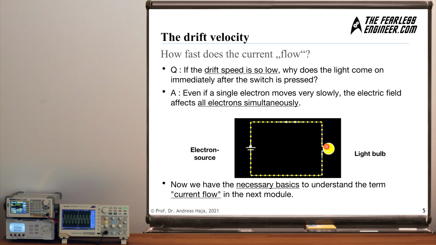And now, after you know what drift velocity is, you have all the necessary basics in place to really understand the term current flow, which we discuss in the next video to come.